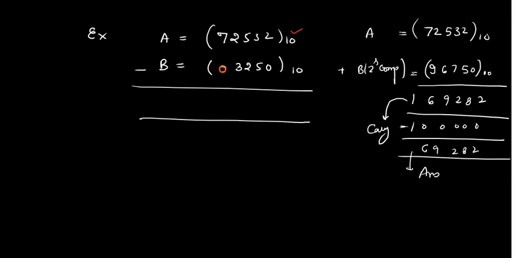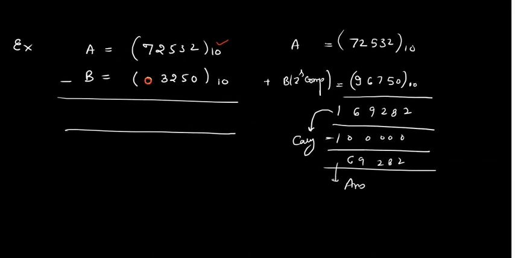So what was the next step? Rather than doing the borrowing method, which we studied in elementary school, by which you can do the subtraction easily, here we are following the complement method. So we add A with the 2's complement of B. This subtraction operation becomes an addition operation in the complement domain. We are adding A with the 2's complement of B, and we will get this answer.